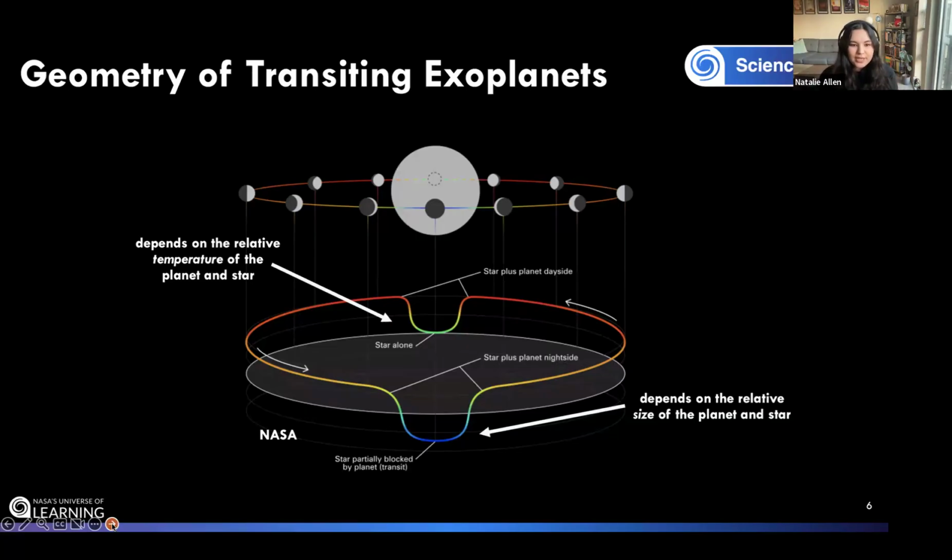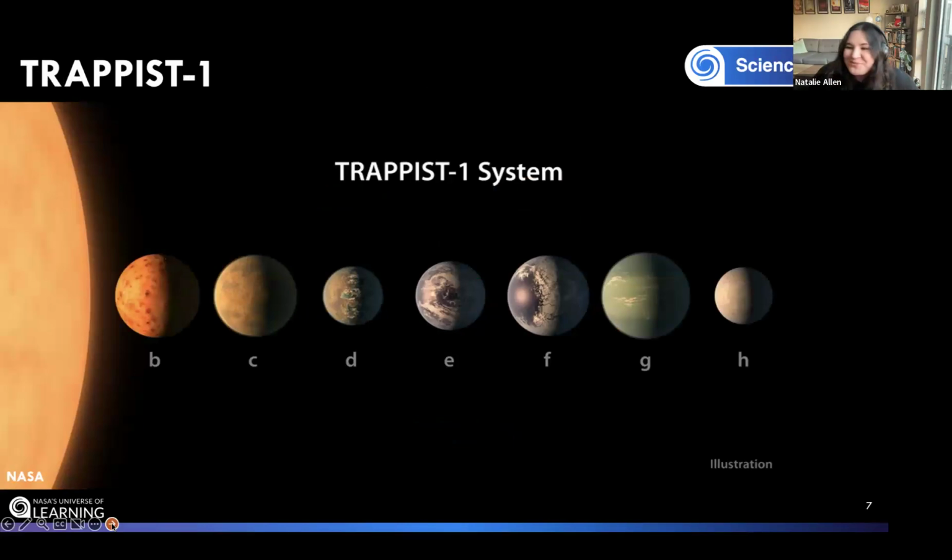And the final way, the most time expensive way that I'm going to talk about, is a phase curve, which is when we observe the planet going all the way around its host star. So we use all of these different observations of these transiting planets. They all tell us different information, and they also are good for different types of planets. So let's talk about TRAPPIST-1.